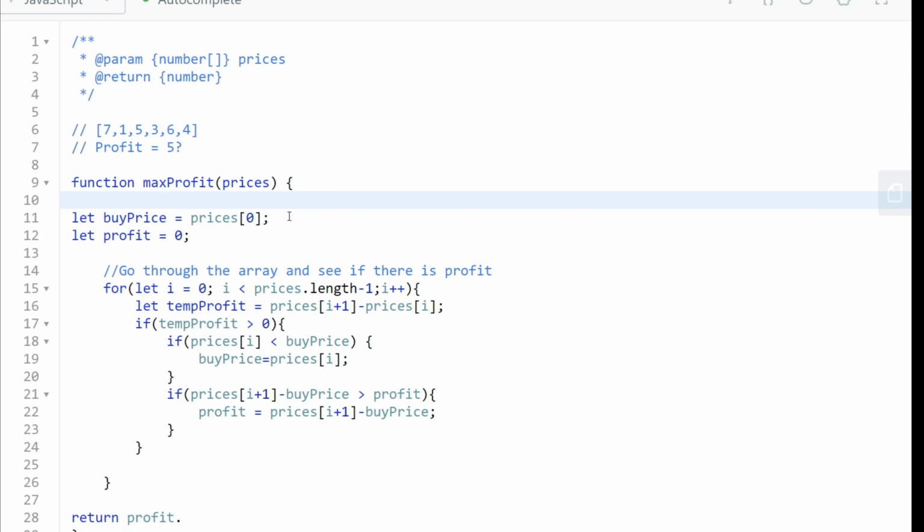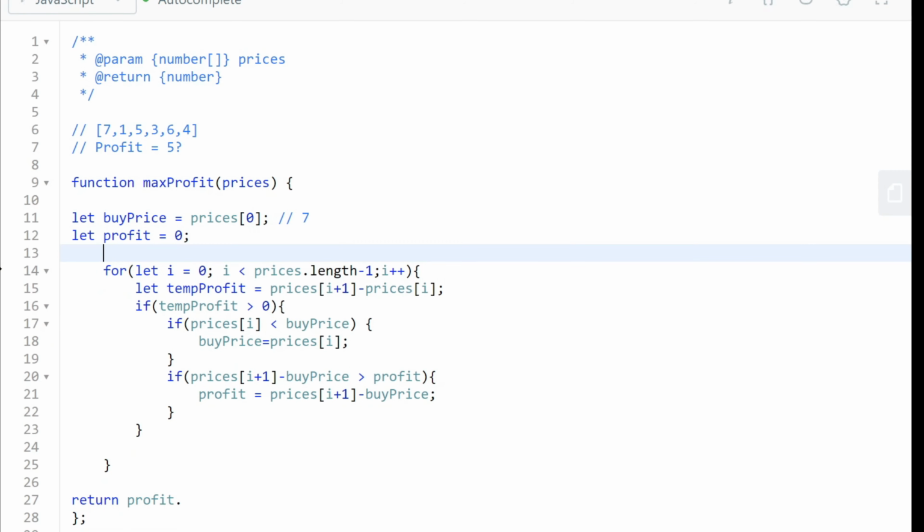When we set the buy price here, it's originally going to be 7, right? So that's $7. And our profit is set at 0, and then we go through this array, right? So what do we do here? We're setting our temp profit. What's our temp profit in this case? For the first one, our temp profit here is -$6, right? Is that greater than 0? No. So we skip to the next element here.